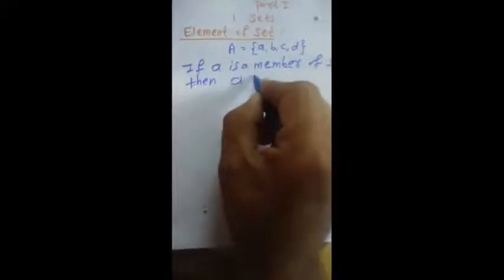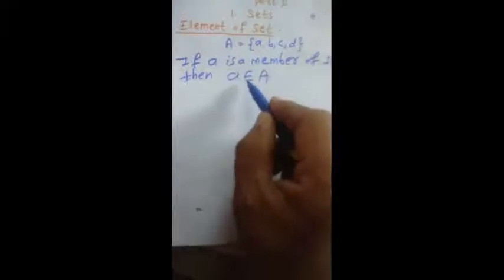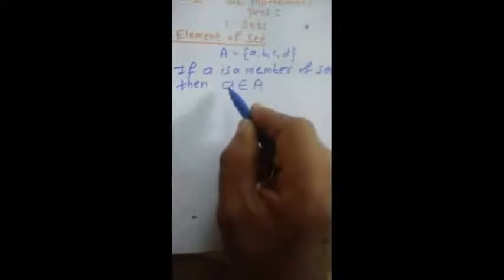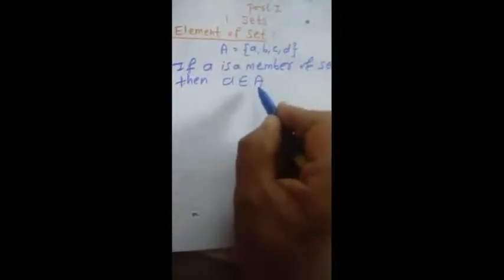If a is a member of set A, then it is written as a belongs to capital A. a is present in the set A. It is denoted as a belongs to capital A. It can also be read as a is a member of set A, or a is an element of set A, or a belongs to set capital A.